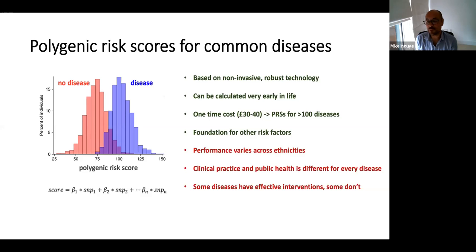And from that data, you can calculate now hundreds, maybe even thousands of polygenic scores. So you get quite a bit of bang for your buck, or quite a bit of data. One way to think about polygenic scores is that they're a foundation for other risk factors. They've been termed the first risk factor in the context of diseases. But there are some real major challenges there.